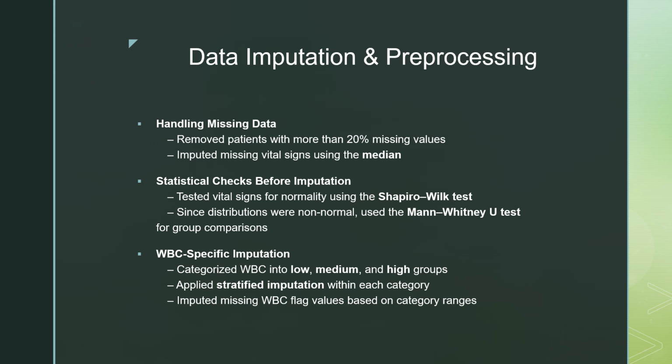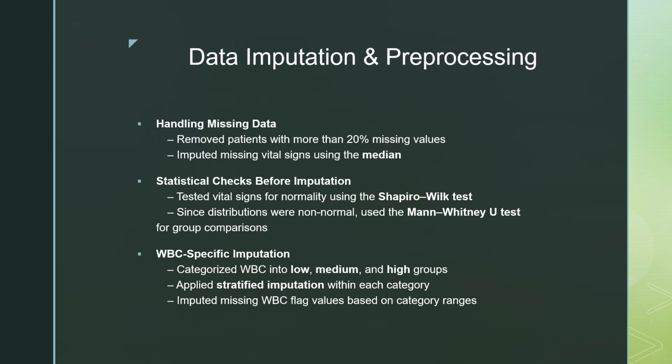Because these variables were stored in different tables within the PIC database, I used SQL joins to merge them into one consolidated dataset. After combining the data, I first removed the patients' records with more than 20% of the missing values. This is done to maintain the data quality.